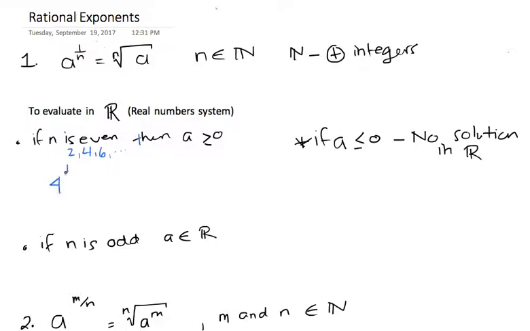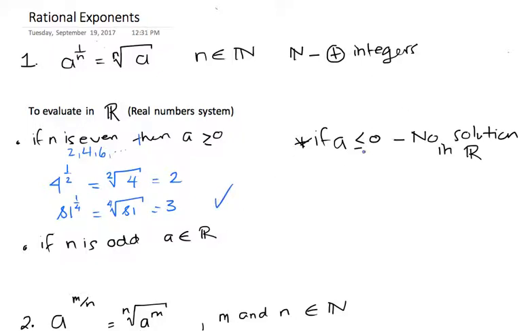If you have 4 to the power of 1/2, here n is an even number, 2, and a, our base, is a positive number. A positive integer is a natural number. So this is equivalent to saying the square root of 4. Can we evaluate the square root of 4? Yes. It is equal to 2. Another example, if you have 81 to the power of 1 over 4, same thing, n is even, and a is bigger than or equal to 0. Here, this is the fourth root of 81, which is equal to 3, and we have solutions in R.